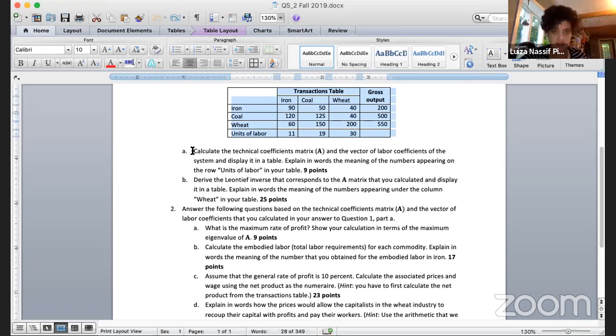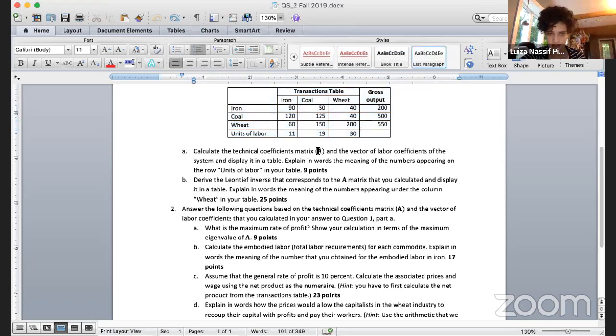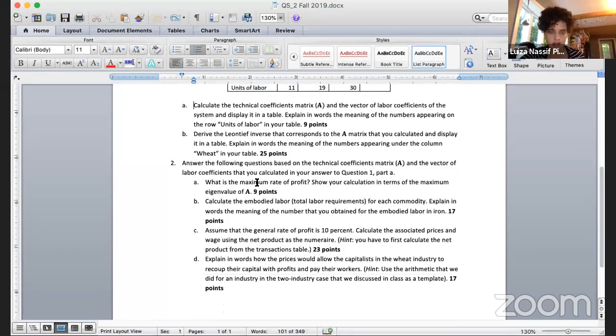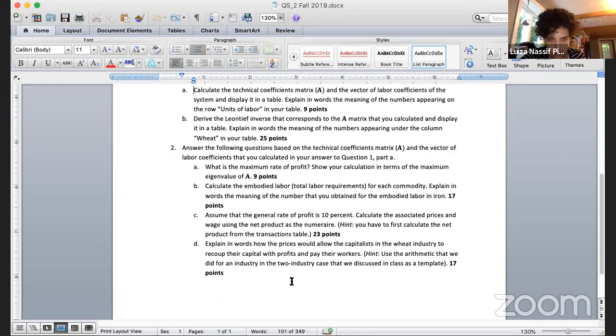And then he asks you to calculate the coefficients, the A table, derive the Leontief inverse, and find the maximum rate of profit, the embodied labor, and then, assuming that the rate of profit is 10%, calculate the prices using the net product as the numeraire, which is what we also call the Sraffa standard commodity. And then the last one is actually just, you won't need to explain.